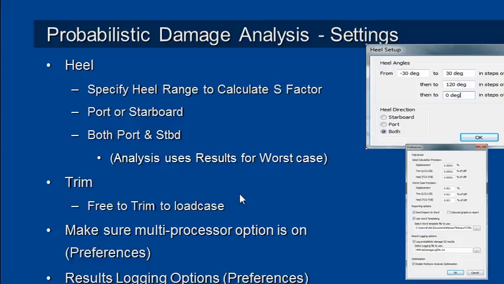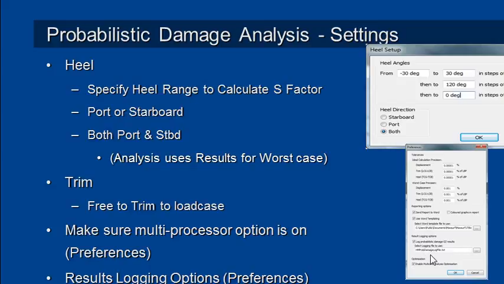You also use the trim command to set up the free to trim option. And in the preferences item in the edit menu, make sure the option for multiprocessor is turned on. That's the last item in this dialog box, and that will ensure that your analysis runs as fast as possible if you have a multi-core processor on your computer.